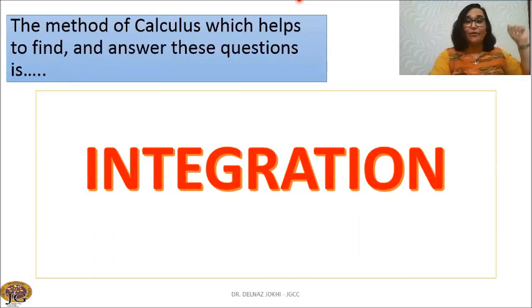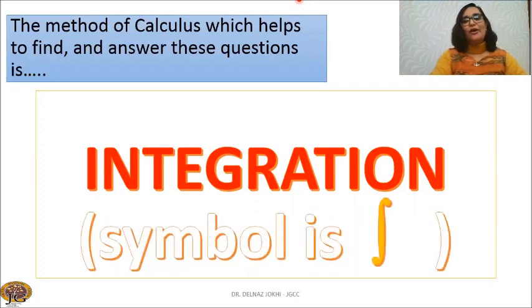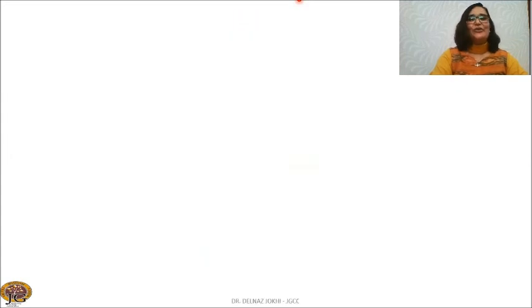Do you remember that smiley fellow? He had written dy upon dx. Absolutely. dy upon dx was how you denoted the derivative or differentiation chapter. So that was to denote differentiation, how you found the derivative. Integration के लिए भी ऐसा ही कोई symbol तो होगा. All right. What is the symbol of integration? Do you see that little golden curve over there? Absolutely. That is the symbol of integration.